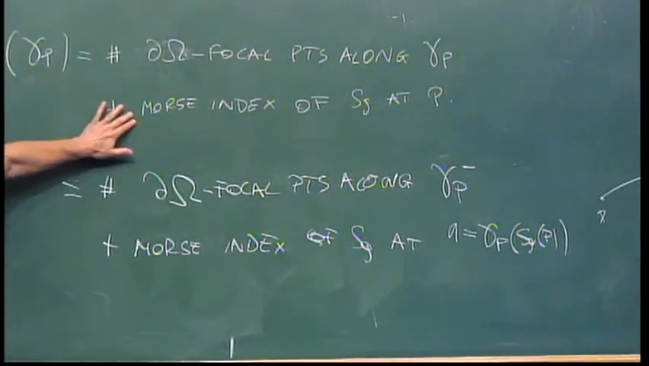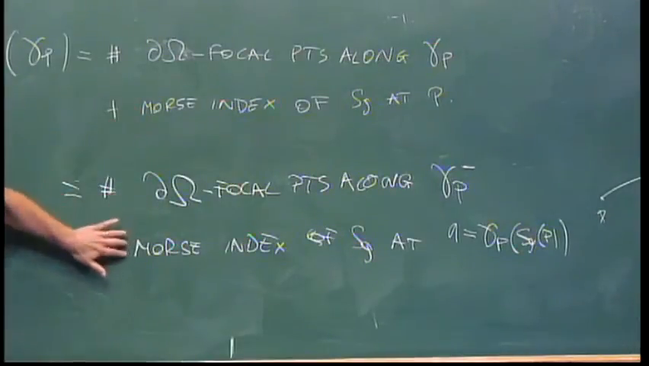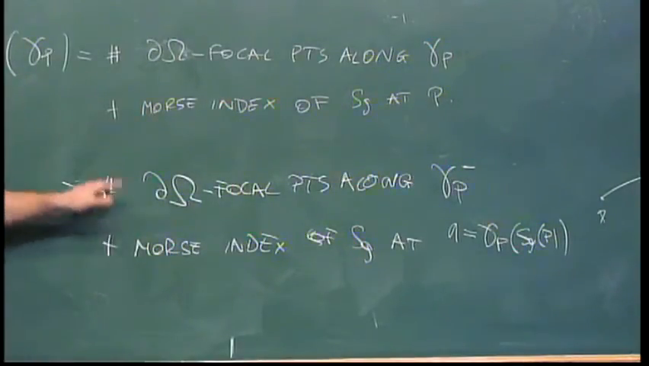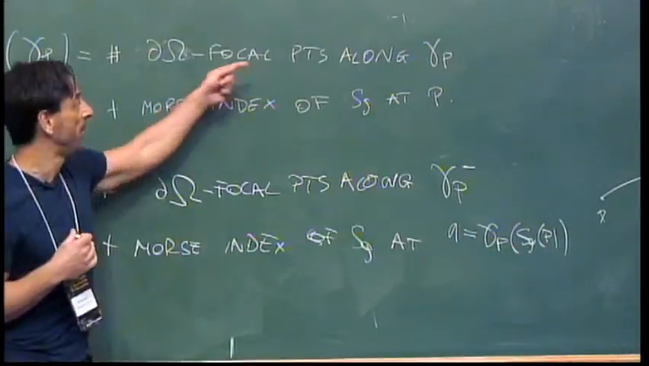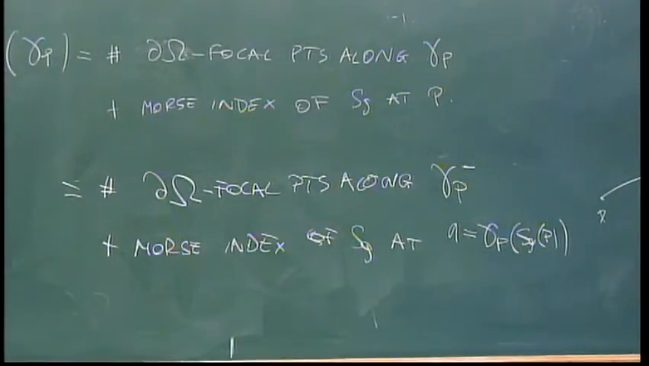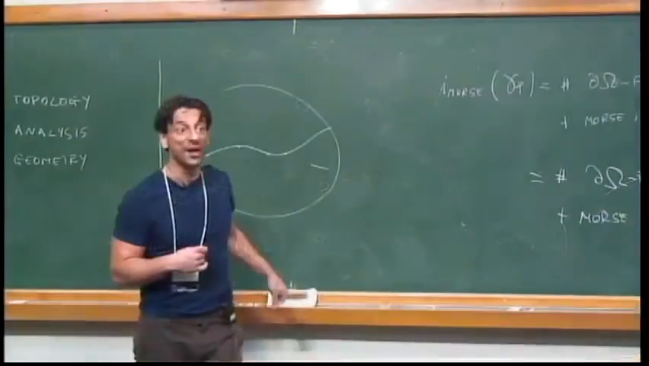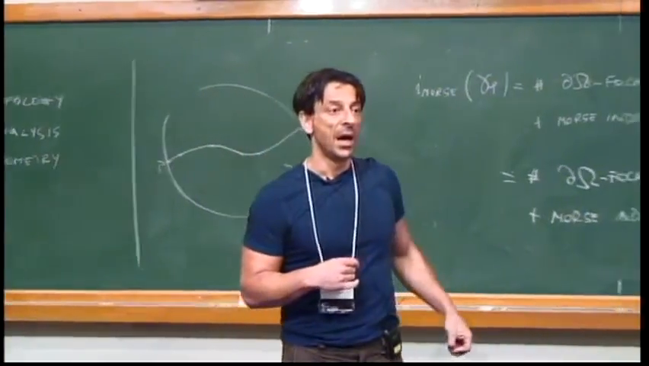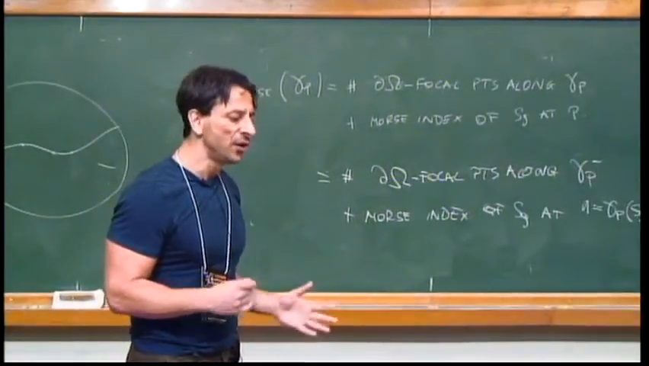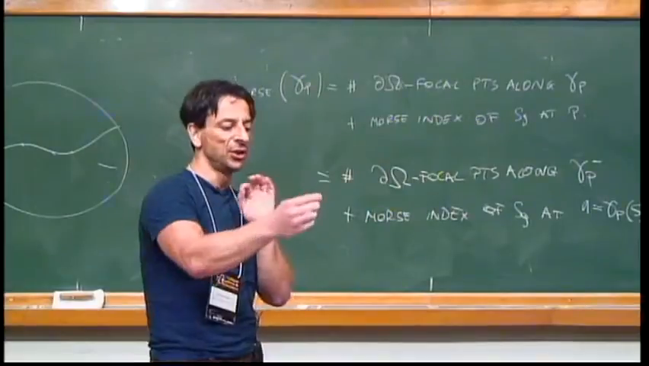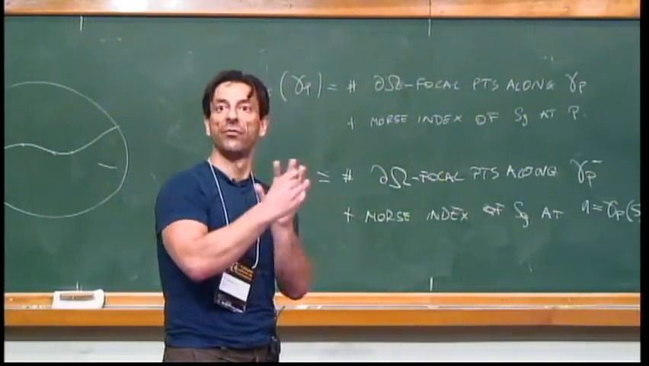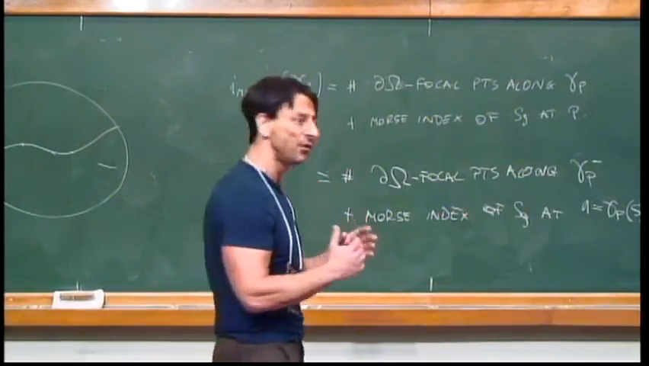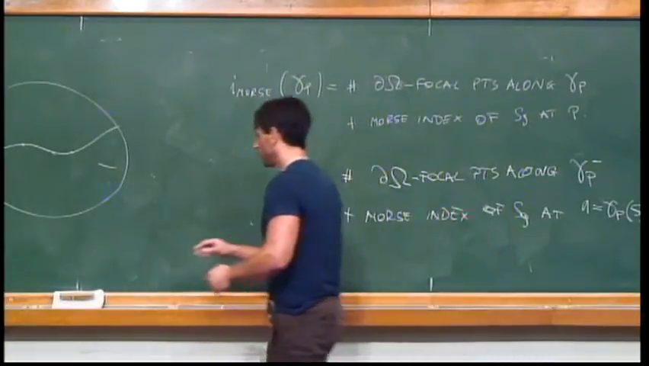And the equality that I want, that is this second term is equal to this, would be true only if the focal points along gamma p run in one direction or the other direction would be the same, right? And how do I know that? Is it true that if you have an orthogonal geodesic to the boundary, then the number of focal points must be the same? No, in general, this is not true. Let me give you an example.